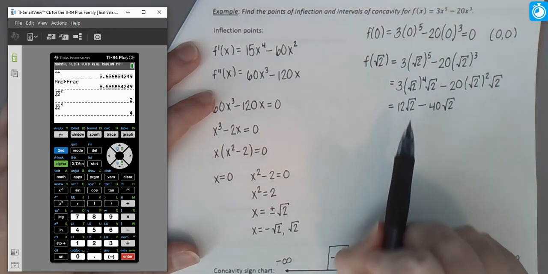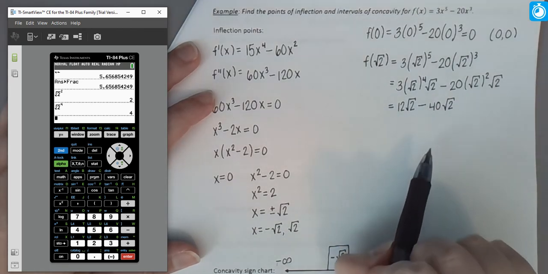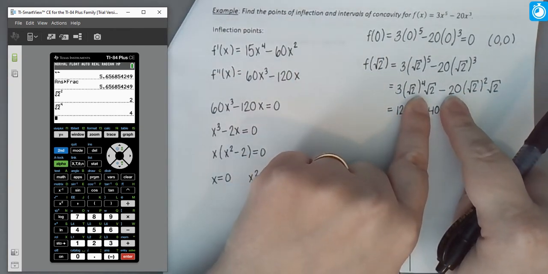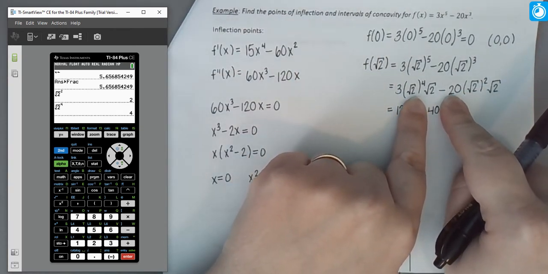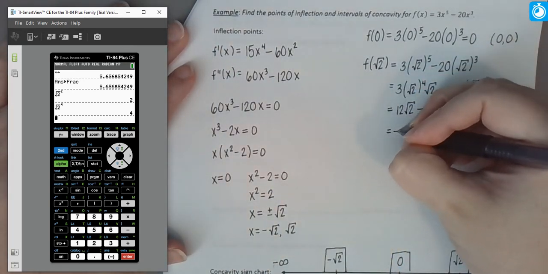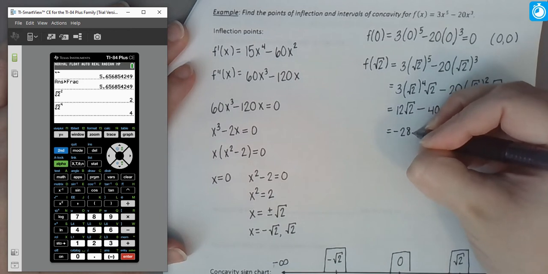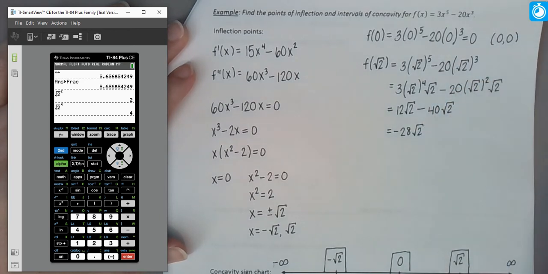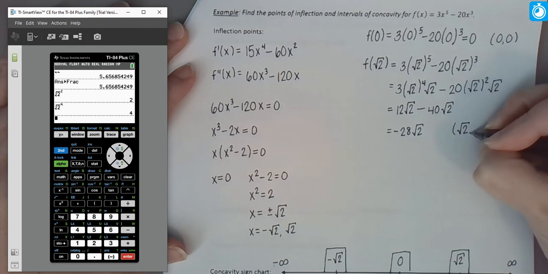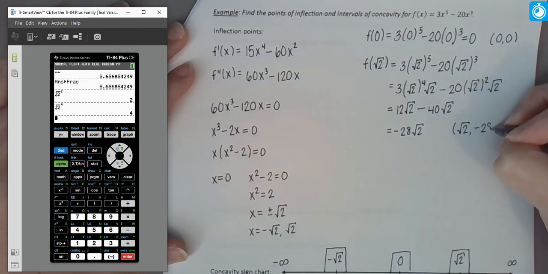Well, if we have 12 square roots of 2 and we subtract 40 square roots of 2, forget about the fact that these are root 2. Think if they were just x, like 12x minus 40x. It's just a combining like terms kind of thing. So that's going to give us negative 28 times the square root of 2. So that means our inflection point is going to be square root of 2, negative 28 square root of 2.